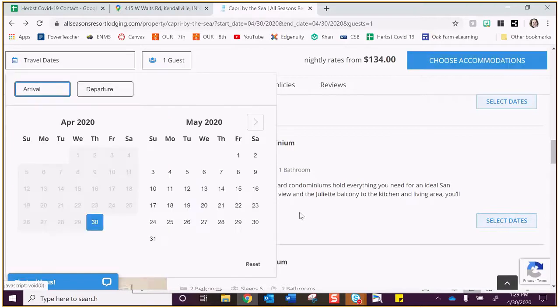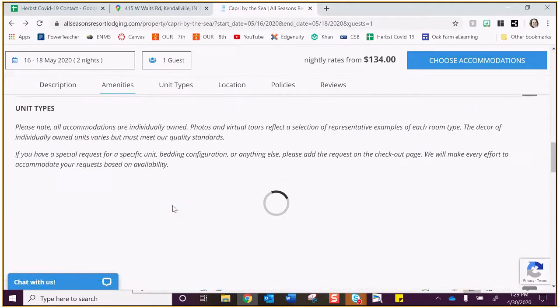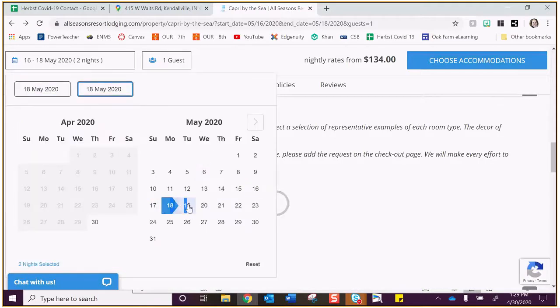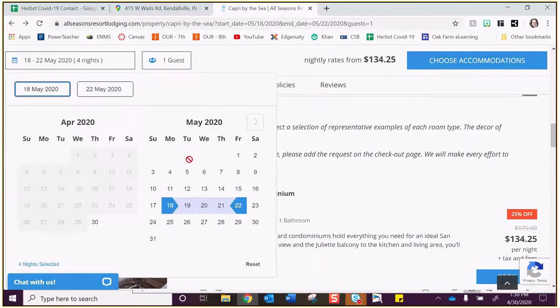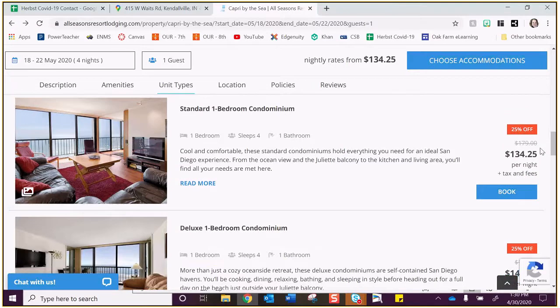So if I pick some dates here, I think we said we could leave the 16th. I'm traveling 1, 2, 3. I would get there on the 18th. Whoops, I just did the wrong thing. I need to fix that. Staying 1, 2, 3, 4 here. Yeah, there we go. The 18th to the 22nd. Okay, that's good. So there we go. $134.25 a night.